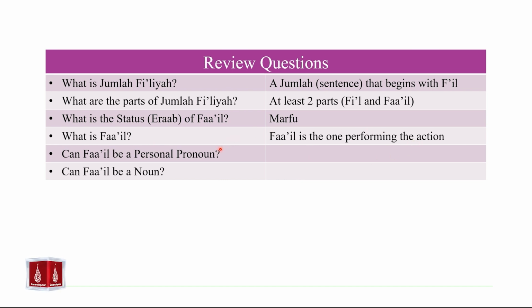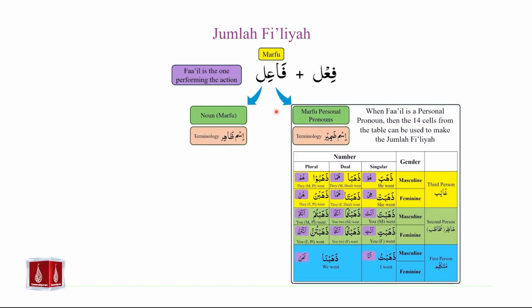Can fa'il be a personal pronoun? Yes, and it is called Ism Zamir. Can fa'il be a noun? Yes, fa'il can be used as a noun, and in that case it will be called Ism Zahir. The following is a very important concept regarding the use of fa'il. We studied that fa'il can either be a marfu personal pronoun or fa'il can be a marfu noun.